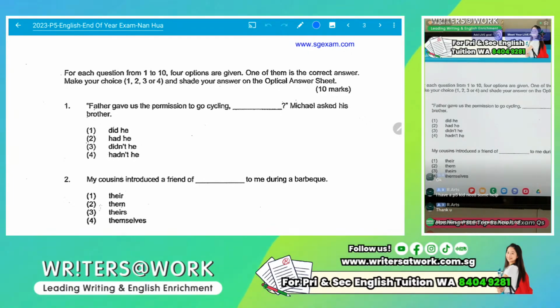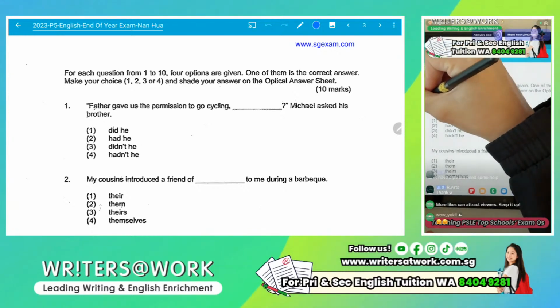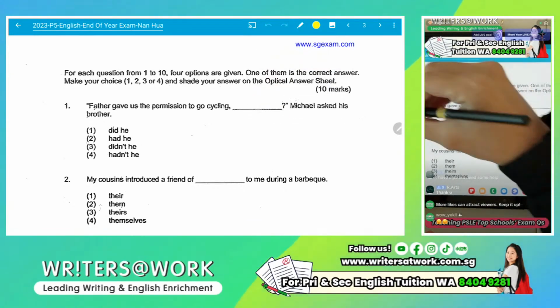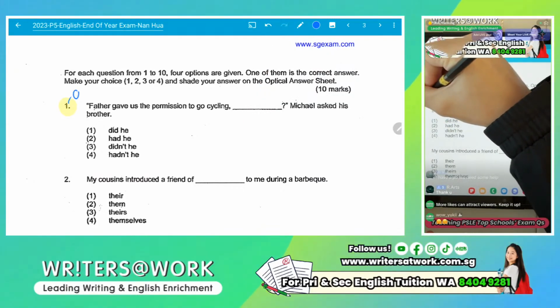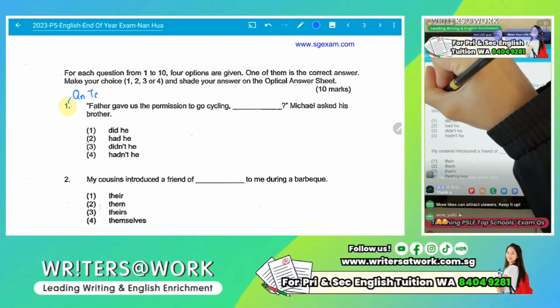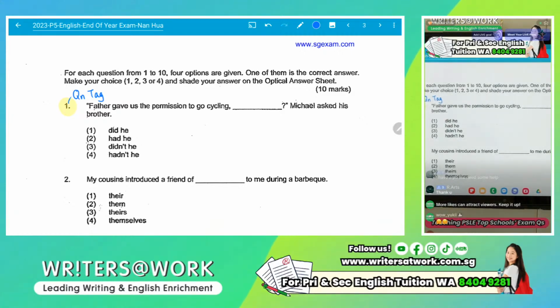First question. If you are not skipping this question, you should try to attempt it. This is a question based on question tag. Father gave us the permission to go cycling, blank, but Michael asked his brother. So this is a mixture of a few different types of question and exam techniques.